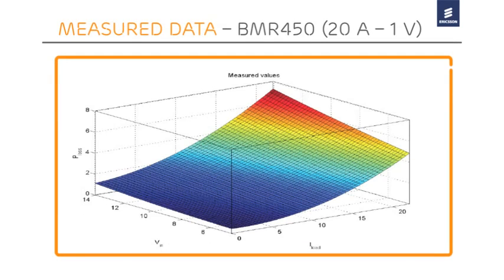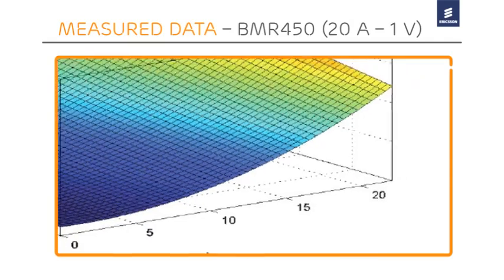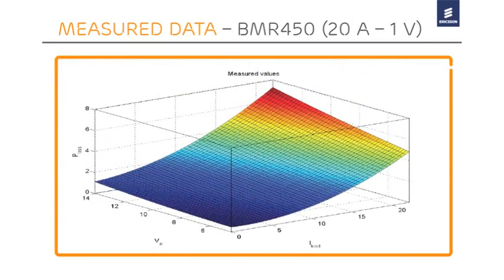To give you an example of the array of data we have measured and collected from each individual power module, here are the results for one of the 20-amp BMR450 used in this case study. The output voltage of this specific one has been trimmed down to 1 volt, the load adjusted from 0 load to 20-amp full load, and the input bus voltage adjusted in the range from 4.5 to 14 volts. We then measured power losses across every point of operation.